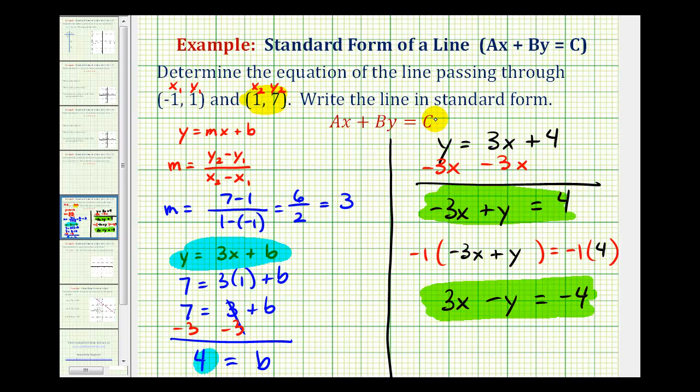And the last thing I do want to mention in this video is that a, b, and c do have to be integers. So for example, if the slope was fractional, we would have to clear the fractions from the equation in standard form. And we'll take a look at an example like that in the next video.